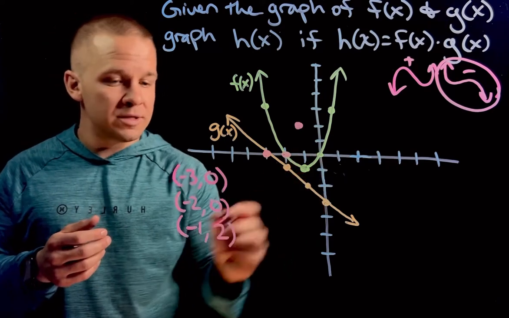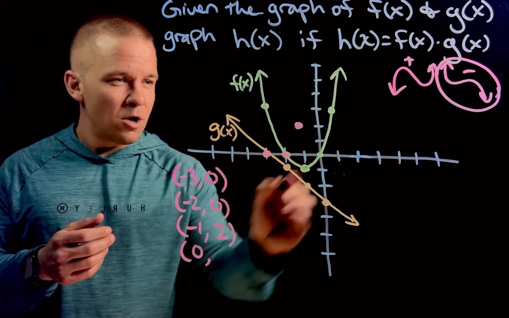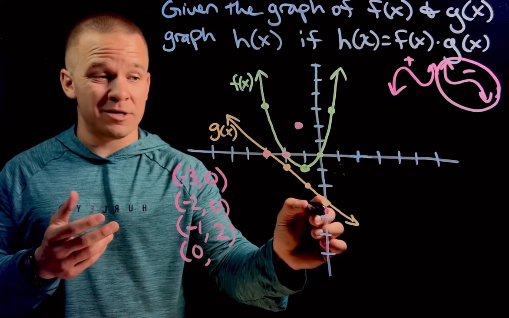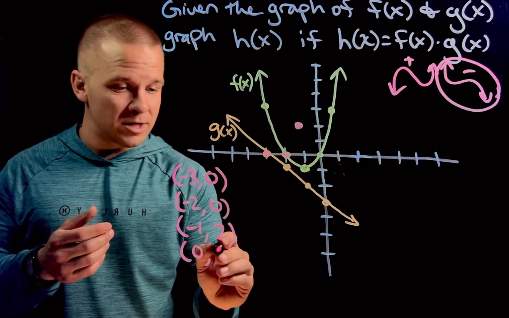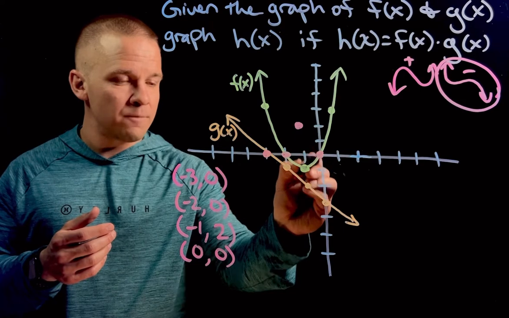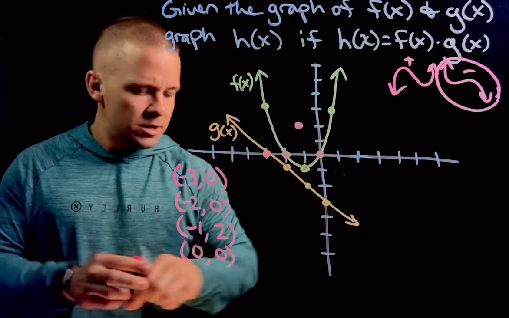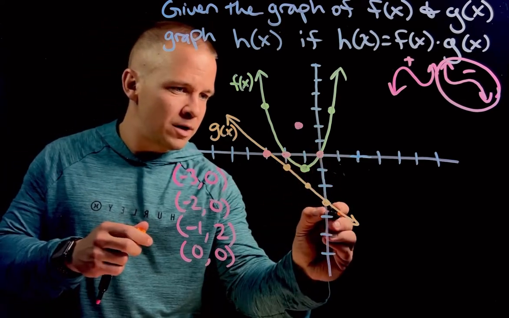Next one. We'll go with 0. So if I plug in 0, well, the green graph is 0, so it doesn't even matter what the orange one is, right? It's going to be 0. So I get 0, 0. So that point's right there. And then let's try one more. So we would have this point right over here.